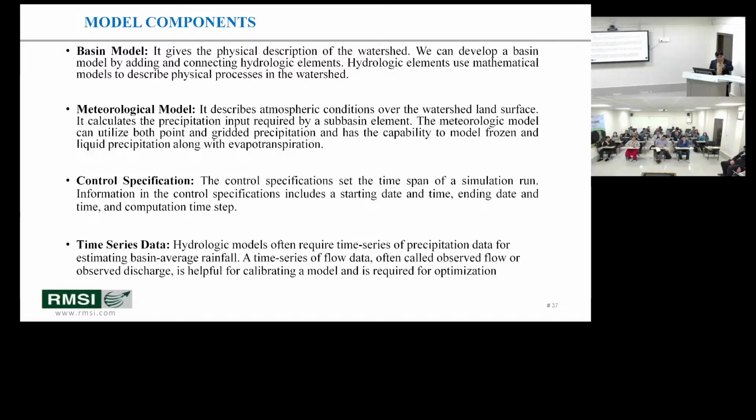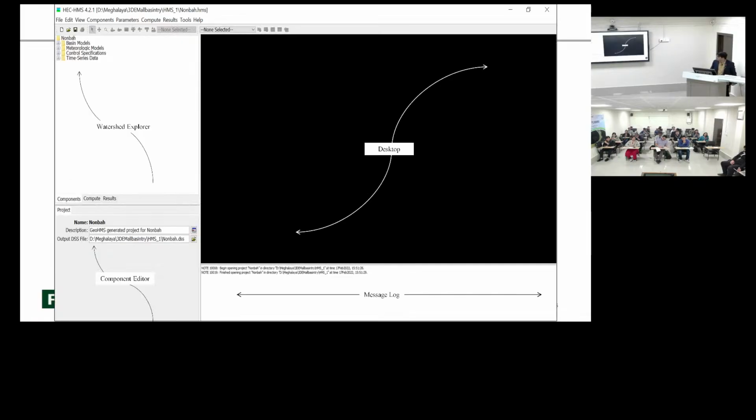There are 3-4 types of modules for putting the data: basin model, meteorological model, control specification, and time series data. And these modules will be listed here, in this place. Like the name is there. This is basically the basin model. So all these modules will be displayed here in this watershed explorer.